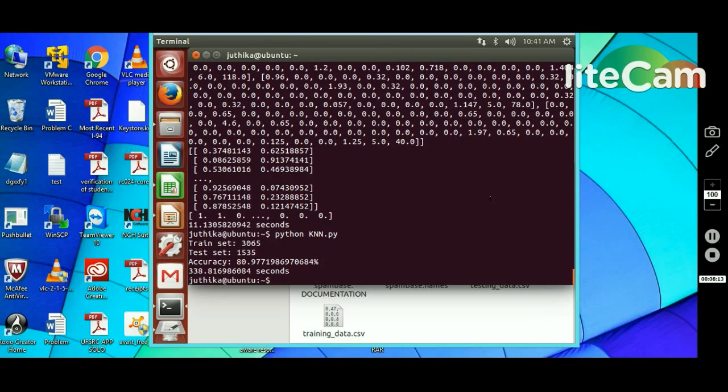Okay, so here it is. The accuracy is 80.977%, while the execution time is 338.8169 seconds, which is pretty high due to the calculations and comparisons the KNN algorithm goes through for processing. So the high execution time is justified. The accuracy is good, but since the execution time is really high, we can conclude that naive Bayes and SVM are more preferable than KNN.